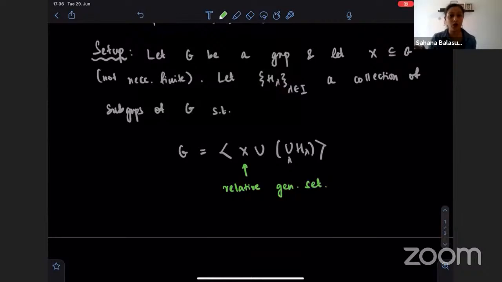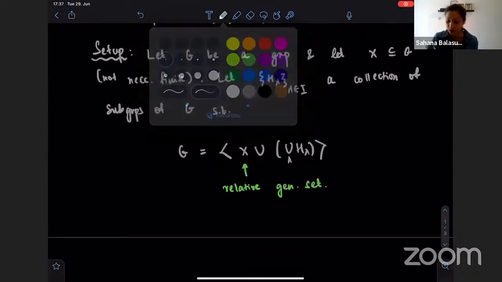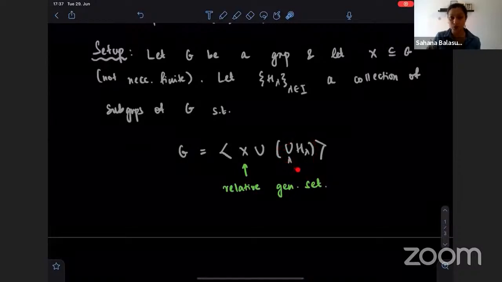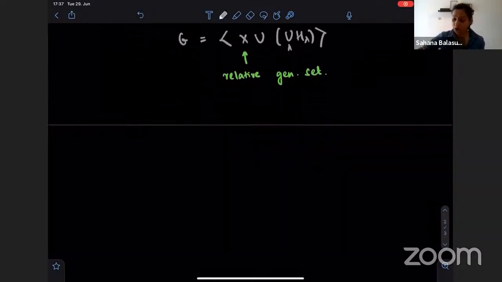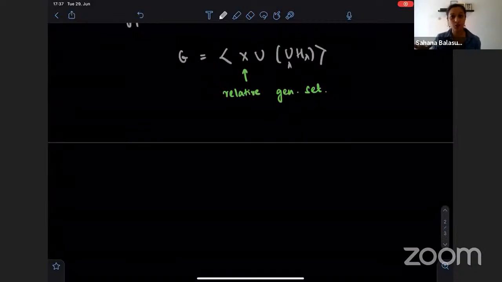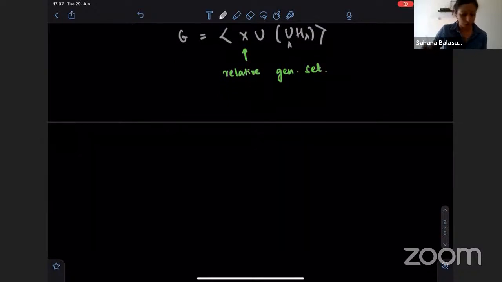And the reason we call it a relative generating set is because X generates G relative to this collection of subgroups. Okay? So we have this setup, and what am I going to do? I'm going to consider a space which is almost the Cayley graph of G with respect to this generating set, X union the collection of all the subgroups, but I'm going to make one slight modification to my edge set. Here's what I'm going to do.